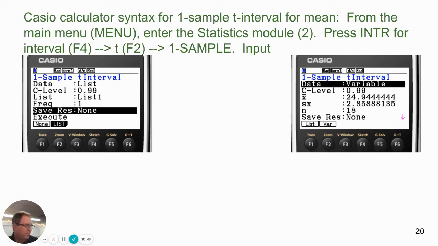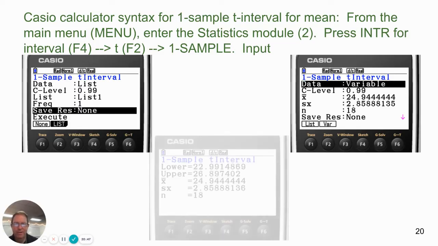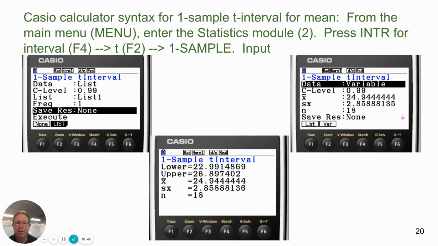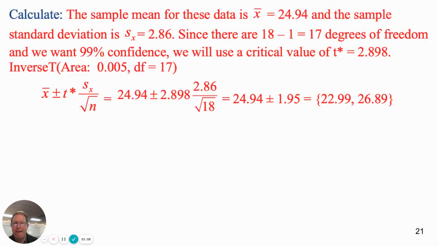Now, regardless of which method you input the data, the left or the right, you're going to get an output that looks like this. The lower bound is 22.99. The upper bound is 26.897. It tells us the mean of our sample, the standard deviation of our sample, and the number of observations in our sample. So you want to write down that lower and upper boundary. And here we go to our conclusion.